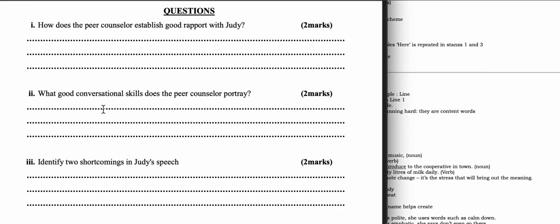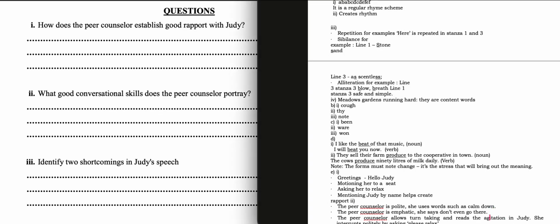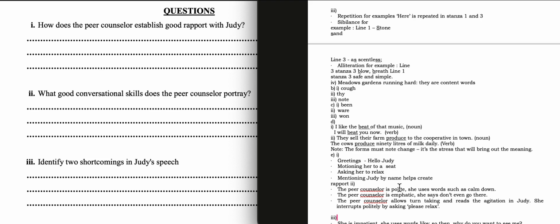Part 2. What good conversational skills does the peer counselor portray? The peer counselor is polite. She uses words such as calm down. The peer counselor is empathetic. She says, don't even go there. The peer counselor allows turn taking and reads the agitation in Judy. She interrupts politely by saying, please relax.